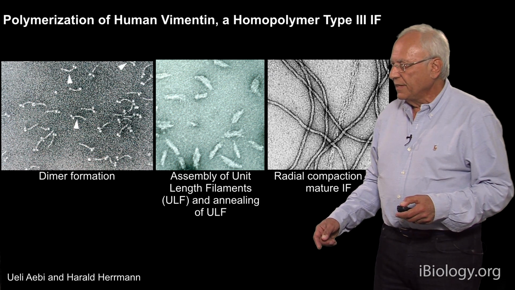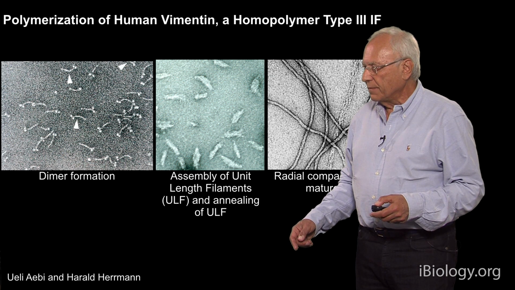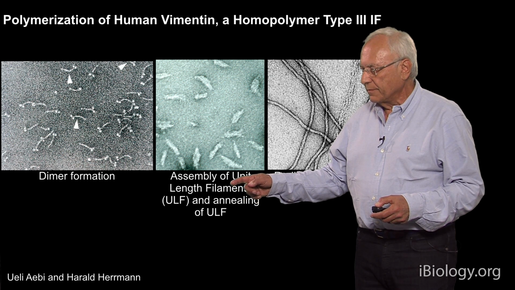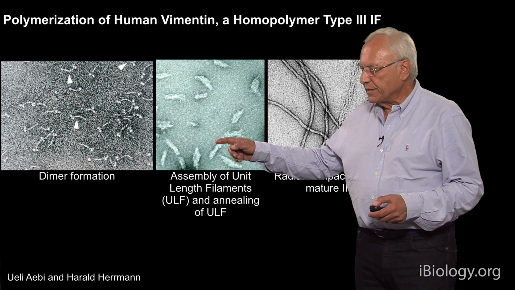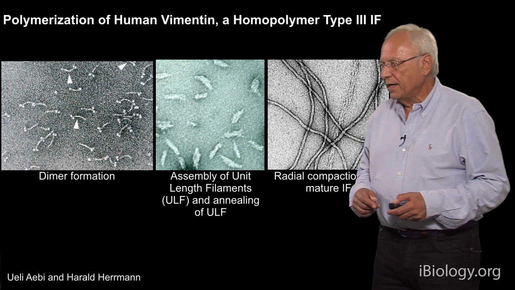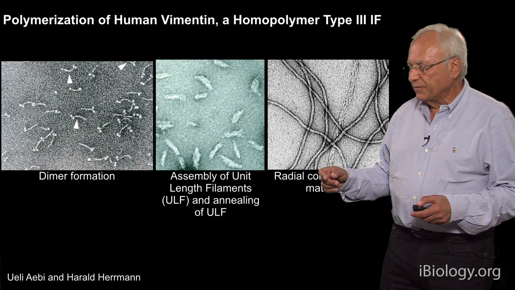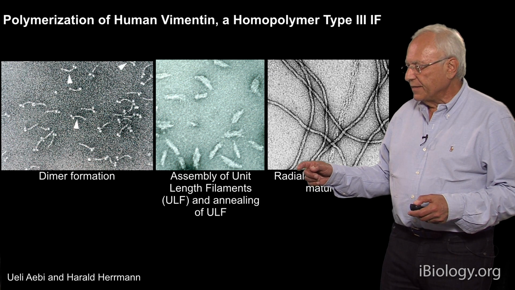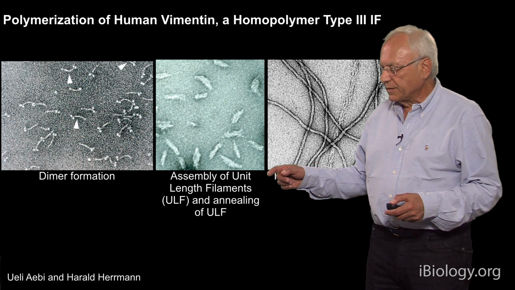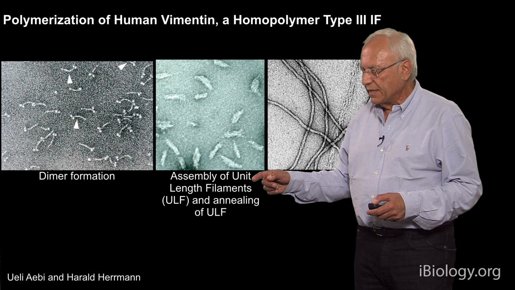During polymerization of, in this case, human Vimentin, or any form of Vimentin, because it's a highly conserved protein, we can see in the far left panel the formation of dimers, and the two globular regions on one end of the dimer are actually the C-terminal domains. And if you then go to the next step in assembly, and this is all done in vitro using bacterially expressed protein, you assemble what are called unit length filaments.